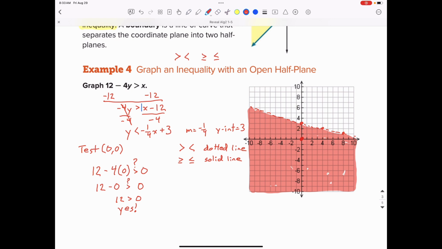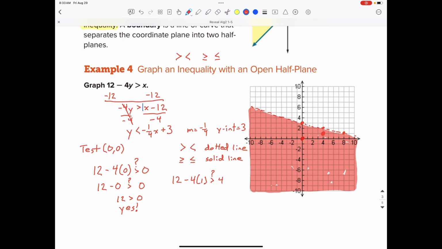And again, what that means is that every point on that side would make the original inequality a true sentence. Like if I were to pick the point, let's just say (4, 1). (4, 1) is in the shaded region. So if I went to the original problem and plugged 4 in for x and 1 in for y, I would get a true sentence. 12 minus 4 times 1, is that greater than the x value of 4? 12 minus 4 times 1 is 8, and 8 is greater than 4, so that is a true point. And it works for every point that's in the shaded region.